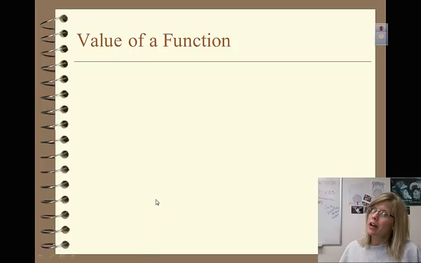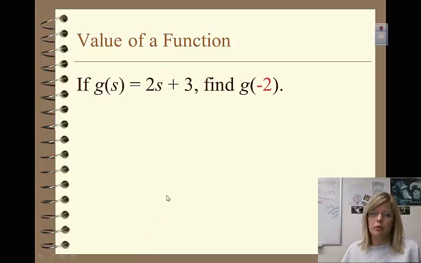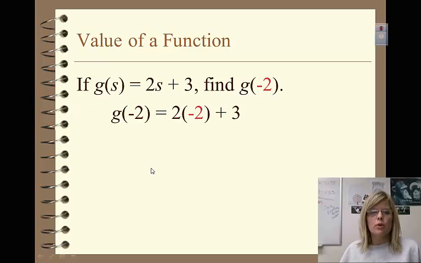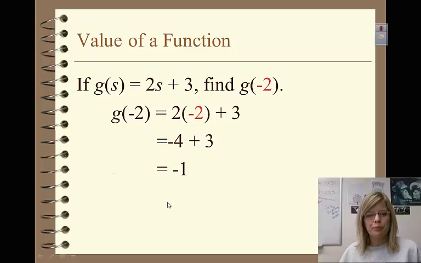You know they're not always going to be that easy, right? So let's do a little harder one. We have, now it's not f of x, it's g of s. Same topic, function notation. Instead of s, I'm replacing it with a negative 2. So I would have 2 times a negative 2 plus 3. 2 times negative 2 is negative 4, plus 3 is negative 1. There we go.